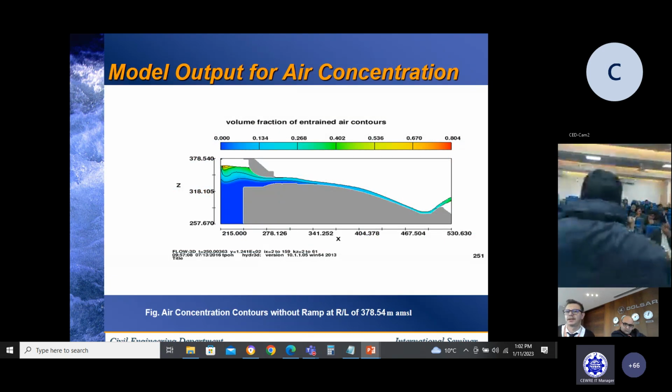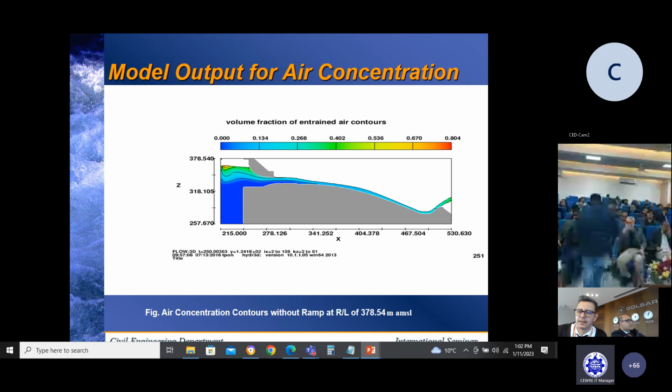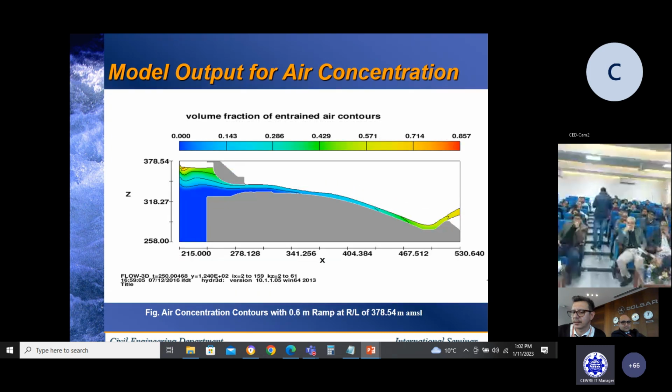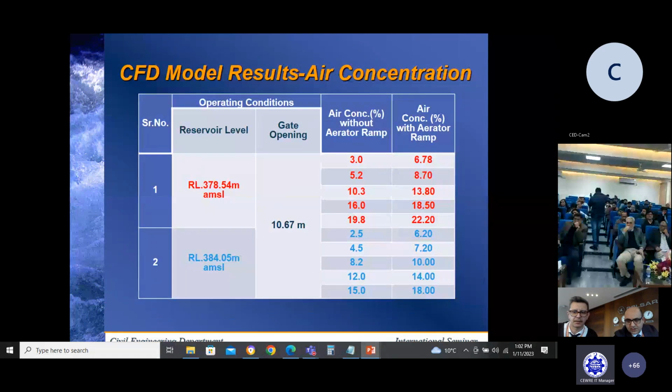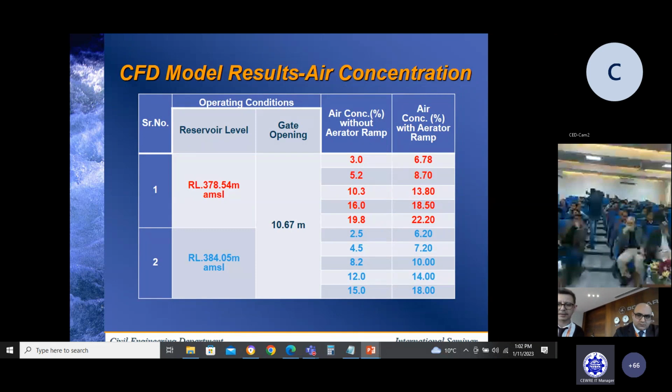So this is the model output for the air concentration profiles. This figure shows the air concentration profiles without the ramp at the conservation level. Another figure shows the air concentration profiles when a 0.6 meter high ramp was installed. If you see the results of the models, this is the air concentration across the flow depth at conservation level, and this is the air concentration across the flow depth at the highest reservoir level.